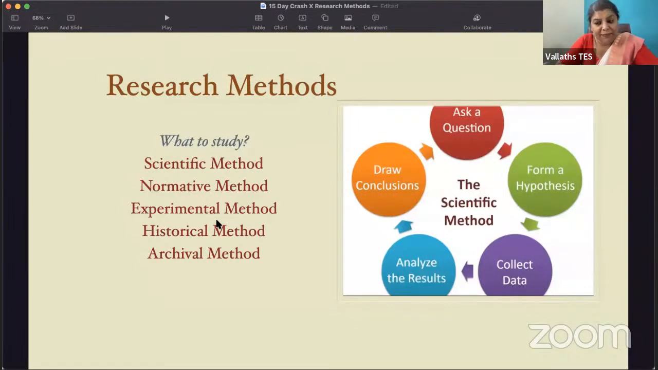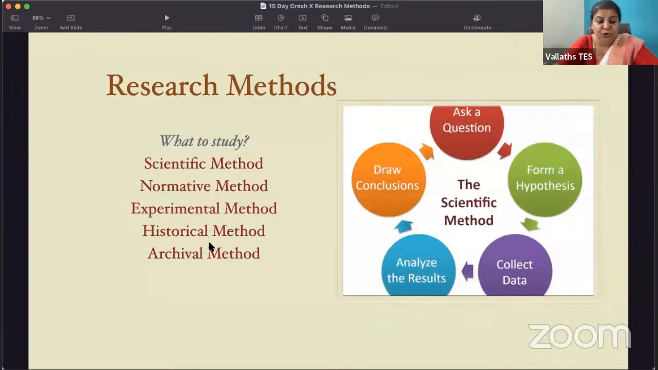So experimental method is very common in science. And in experimental method, variables are taken. Short pea and long pea are variables. And the researcher will control some of the variables. Some of the variables will remain constant. Like that, various methods they will use in experimental method. Are you following me, guys?